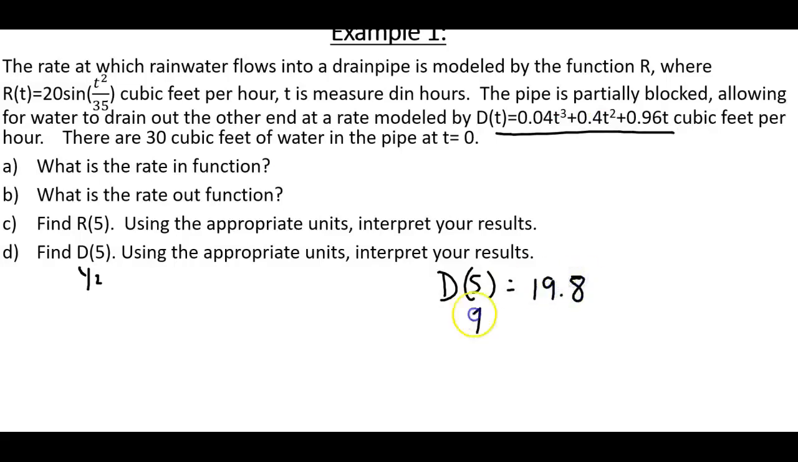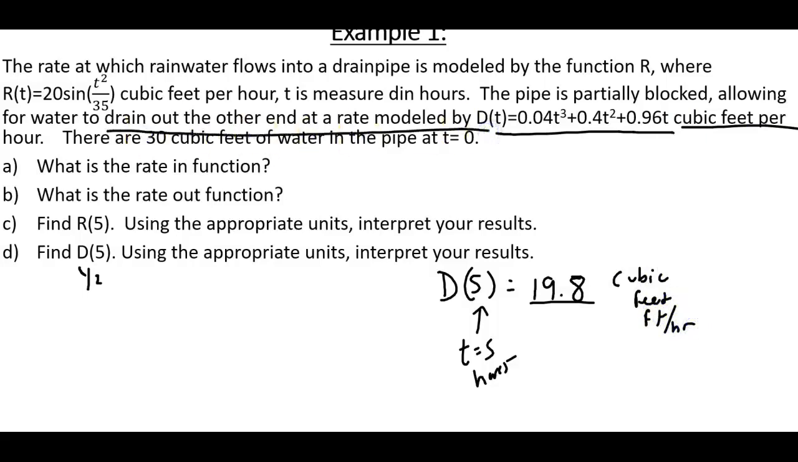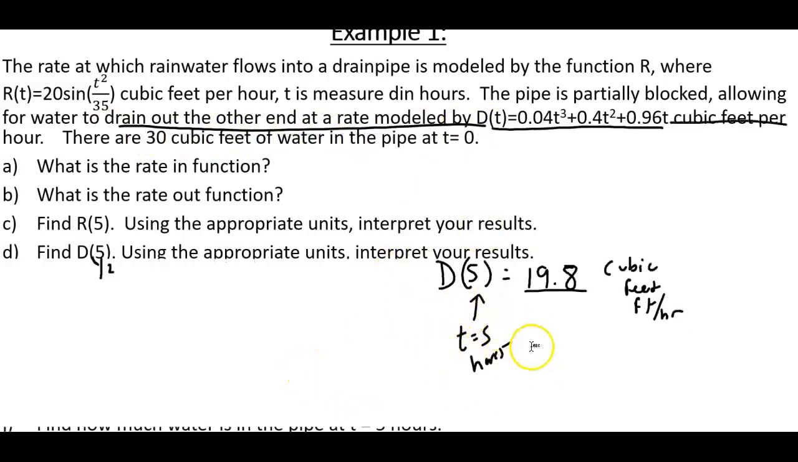And what does this mean? Well, this is the time. So once again, t equals 5 hours. And we know the units for the output of D, it's cubic feet per hour. But what is it? Well, remember, this is how much water is being drained out. So if I wanted to write my interpretation of this, you would have to include the input units, the output, and its units, as well as just in the context of the problem, what does the whole thing mean?